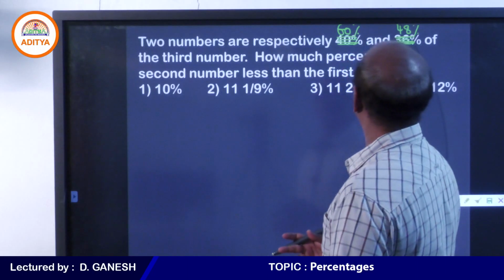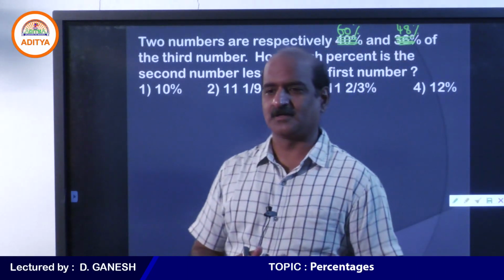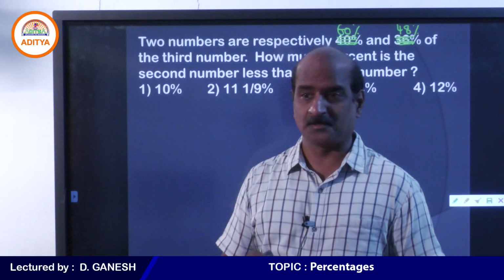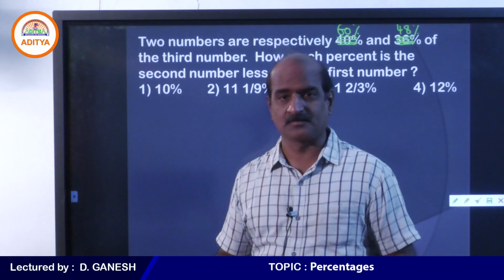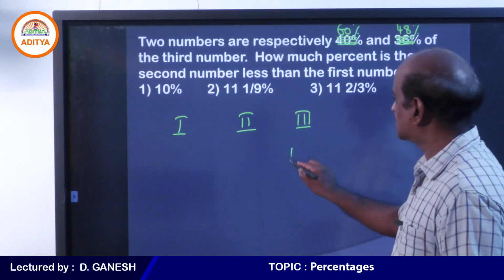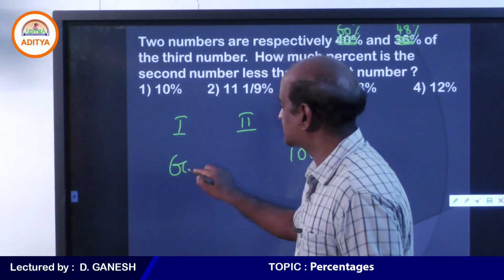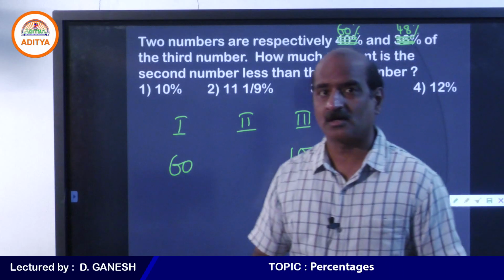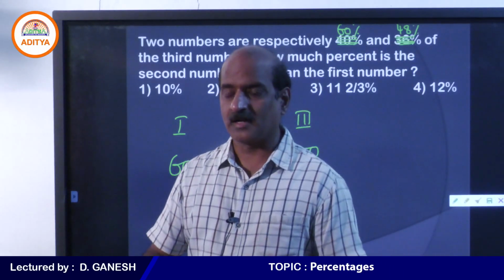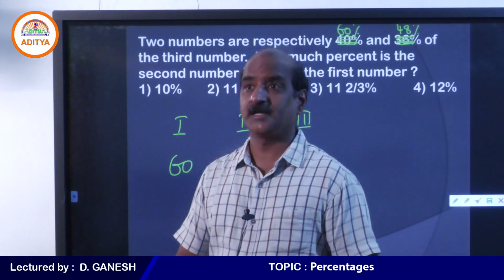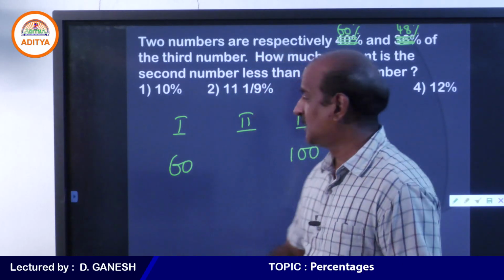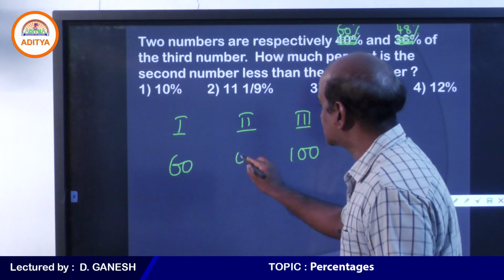The two numbers are 60% and 48% of the third number. Two numbers depend on the third number. You know, we have to start from the third number. So, if we take the third number as 100, the first number is 60%. It is not 60% more, neither is it 60% less, it is just 60%. And the second number is 48%.